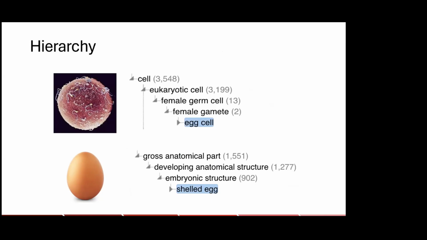Another way the concept is disambiguated is with the hierarchy. Like I said, the ontology terms are organized in a logical structure. In this case, the egg cell is a female gamete and is a eukaryotic cell and is a cell, whereas the shelled egg is a whole embryonic structure, and in Uberon is defined as a gross anatomical part. So both based on the textual definition and on the hierarchical definition, you can see that these concepts are different.